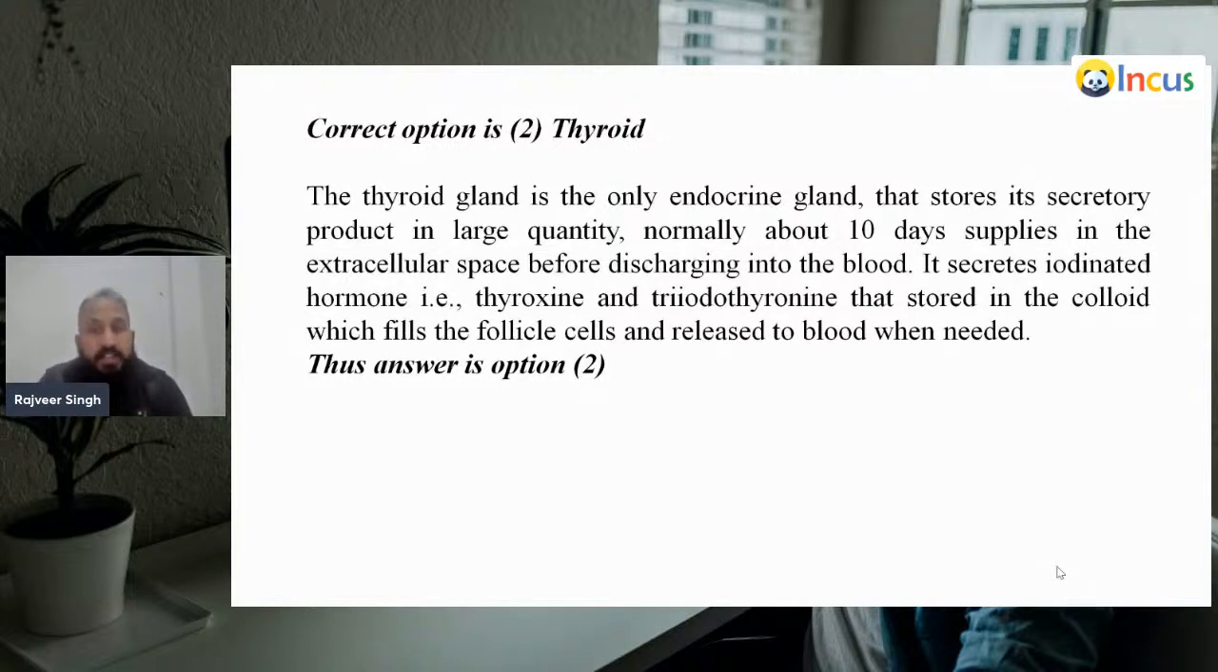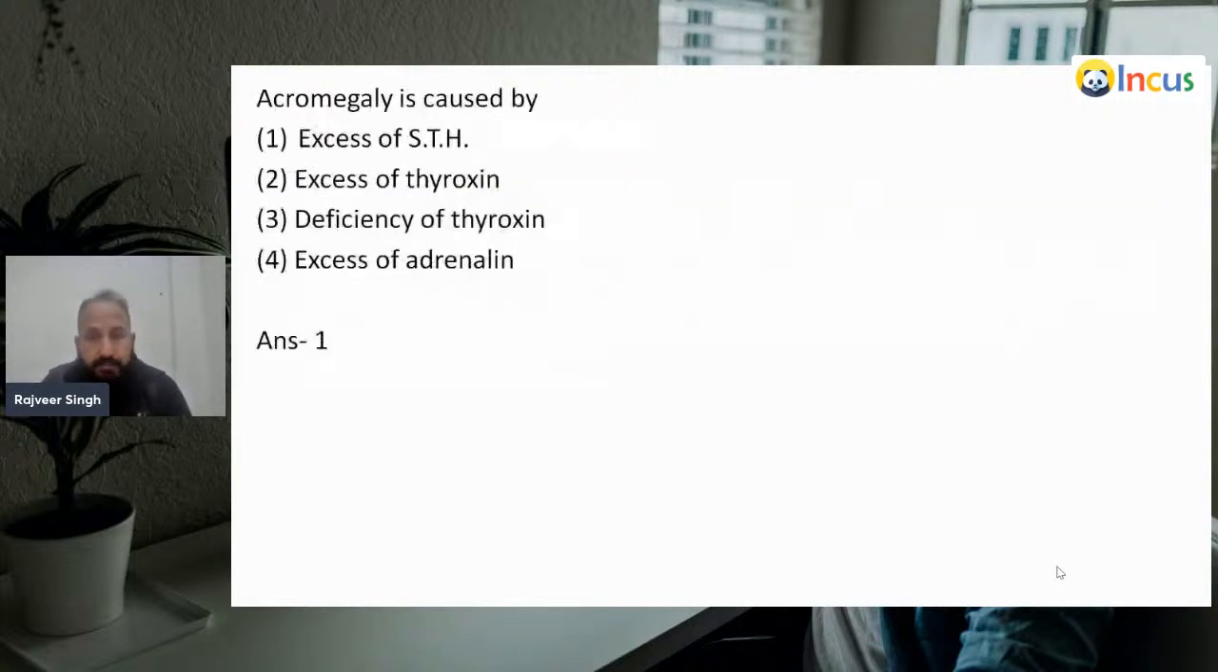It secretes iodinated hormones, that means thyroxine and triiodothyronine, which are stored in the colloid that fills the follicle cells and released to the blood when needed. So that is why our answer will be thyroid.